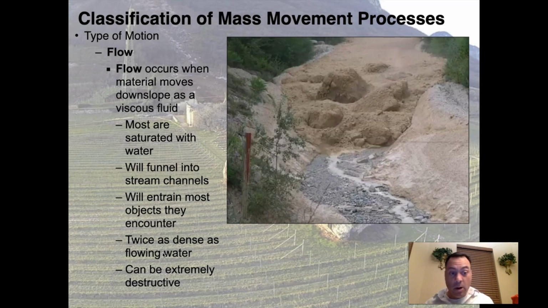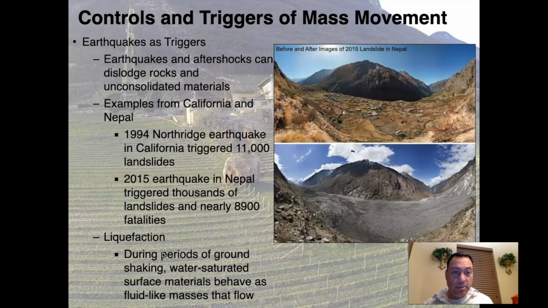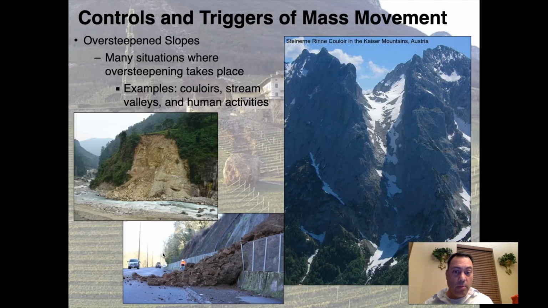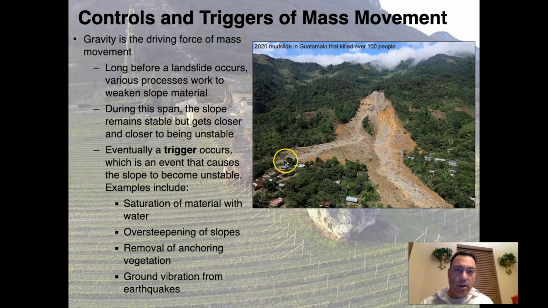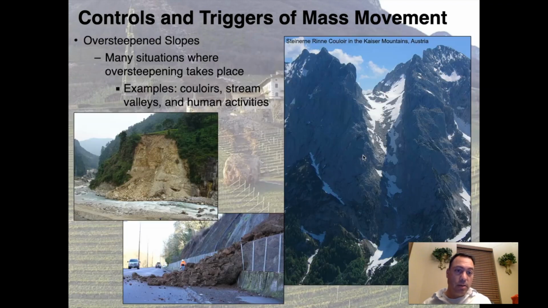I'm going to go back to those deadly events I was mentioning earlier. You'll notice that they were both flows. Let's go back to this. Here we see a debris flow. Right here, this is at La Conchita. This is the one that killed 10 people. It flowed all the way out here into this neighborhood and killed. The fatalities were, I believe, all right in this area right here. And of course, this one here in Guatemala, same thing, over 100 people. This was another mudslide. This was a flow that came through here. So this is extremely destructive stuff.